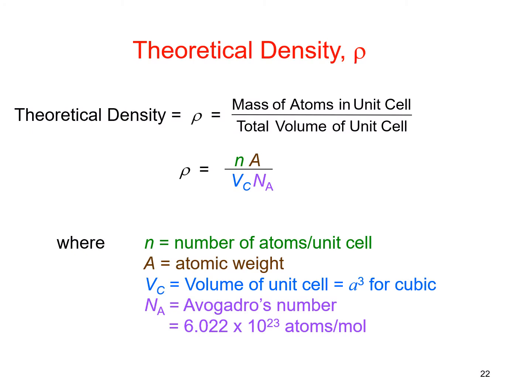Using these models, we can calculate the theoretical density of a material. If we know its structure, we can calculate its density. The density is going to be the mass of the atoms in the unit cell divided by the total volume of the unit cell. Here, n is the number of atoms in the unit cell, where A is the atomic weight. The volume of the unit cell is a cubed, just the same as we've always had, and N sub A is Avogadro's number.